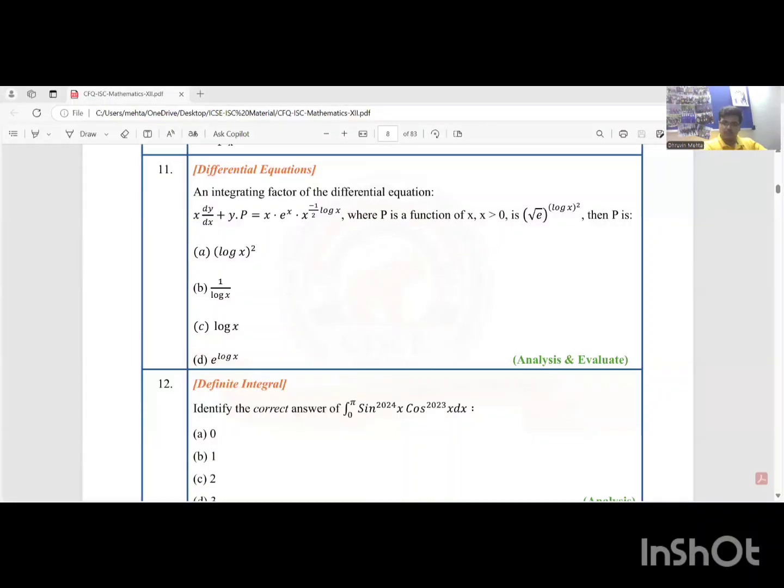I hope you already know the three types, order and degree, because if you don't, then you should go and revise the basic differential equations, the board level questions, and then jump into these questions. So we'll take the first question, students. Question number 11.